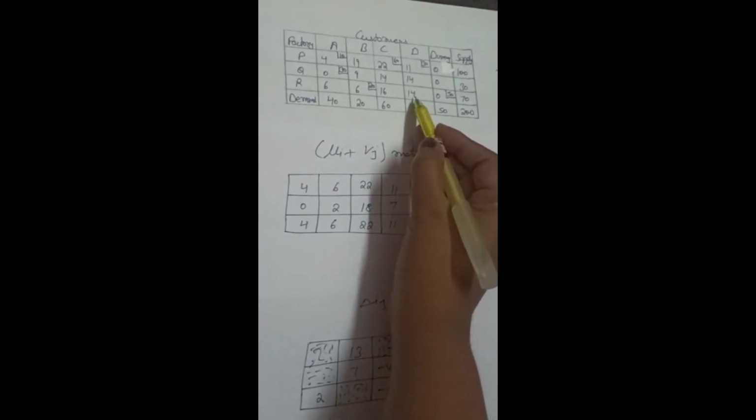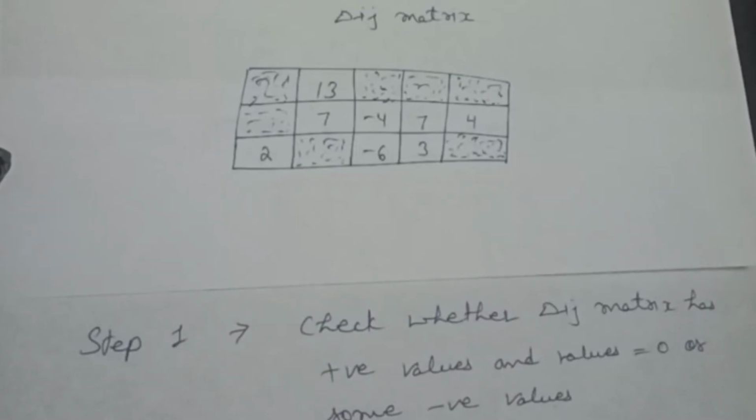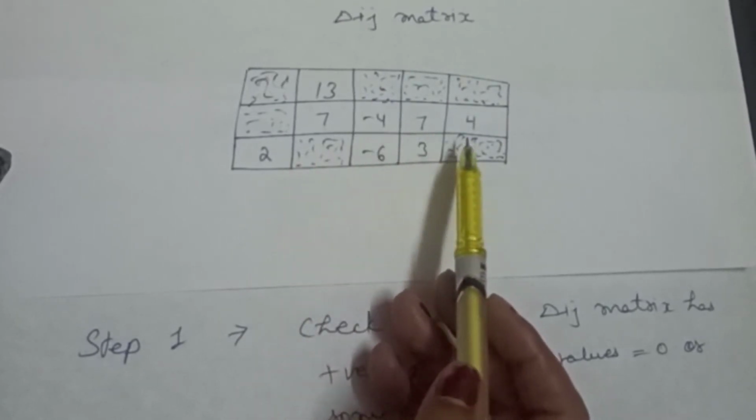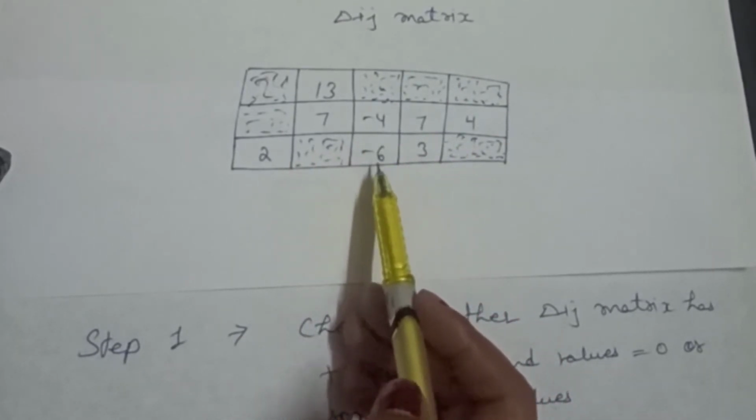And then here also we have 14 and here we have 11. So we can say 14 minus 11 is equal to 3. Here we have 0 in the original matrix and here we have minus 4. So we can say 0 minus minus 4 is equal to 4. So students, you can see we have calculated this matrix. In this matrix we have all positive values but 2 values are negative.